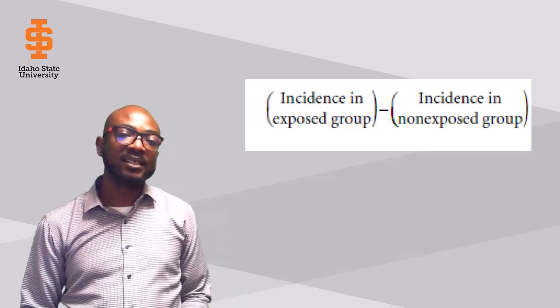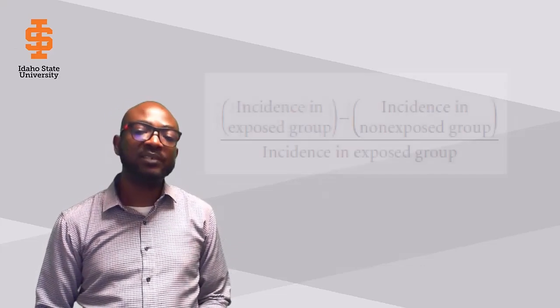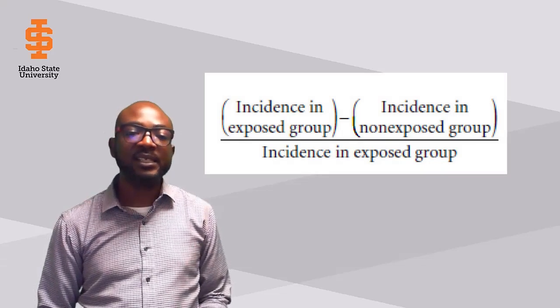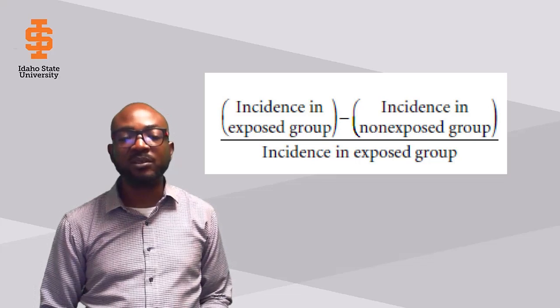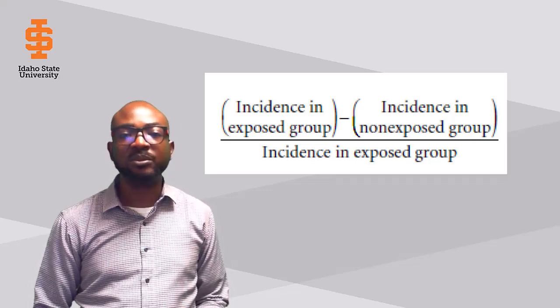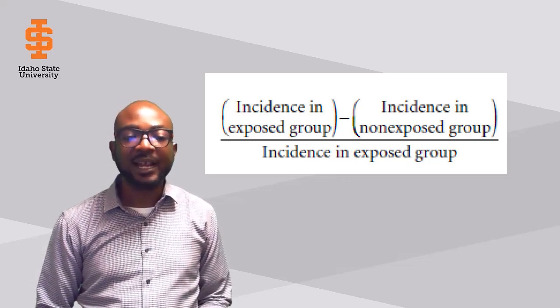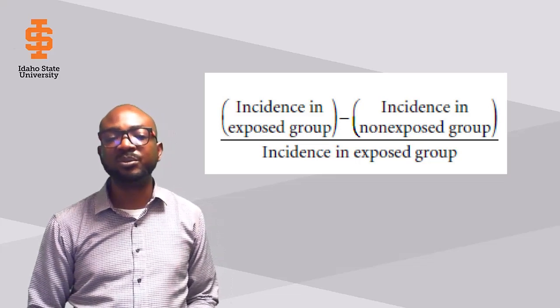We could instead ask, what proportion of the risk in exposed persons is due to the exposure? We could then express the attributable risk as the proportion of the total incidence in the exposed group that is attributable to the exposure by simply dividing the previous formula by the incidence in the exposed group as follows: the incidence in the exposed group minus incidence in the unexposed group, divided by the incidence in the exposed group.